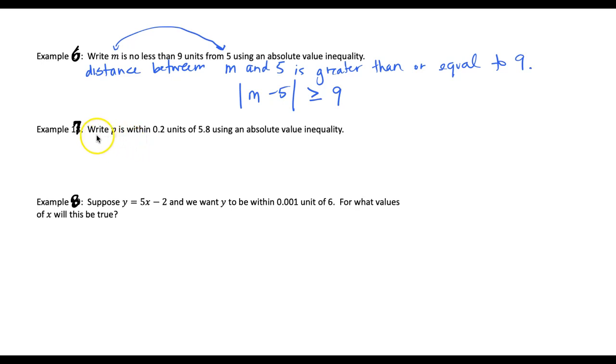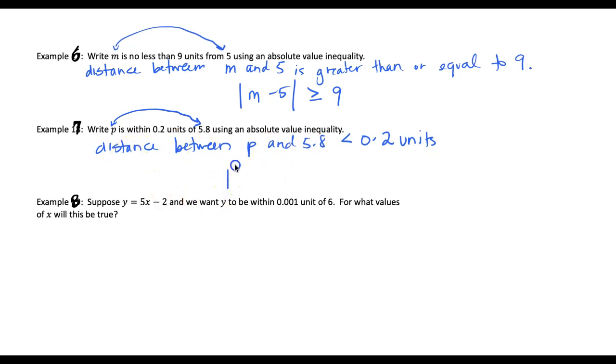Let's take a look at the next one. Write that p is within 0.2 units, 0.2 of a unit, of 5.8 using an absolute value inequality. So again, we can try to rewrite this. The distance from p to 5.8, and then we want to decide it's within 0.2 units. So that means it's got to be less than 0.2 units. So let's go ahead and write the distance between p and 5.8 as p minus 5.8, but distance is always positive, so we're going to use the absolute value to force it to be positive, and that has to be less than 0.2.